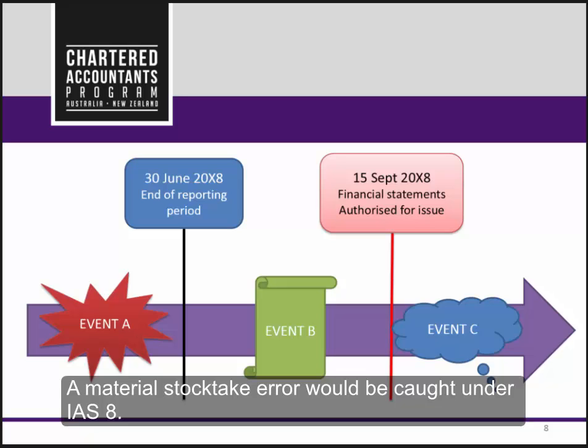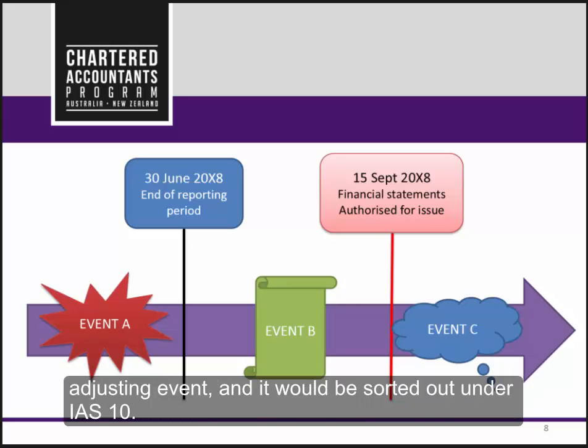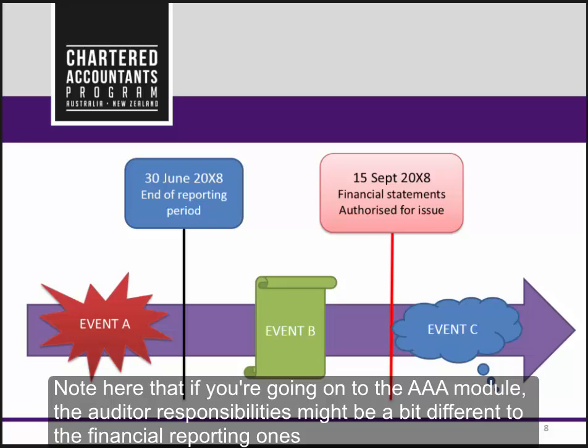If we'd found it prior to the date that the financial statements were authorised for issue, it would be an adjusting event and it would be sorted out under IAS 10. But once they are authorised for issue, it becomes a prior period error and is adjusted under IAS 8. Note here that if you're going on to the Audit and Assurance module, the auditor responsibilities might be a bit different to the financial reporting ones.